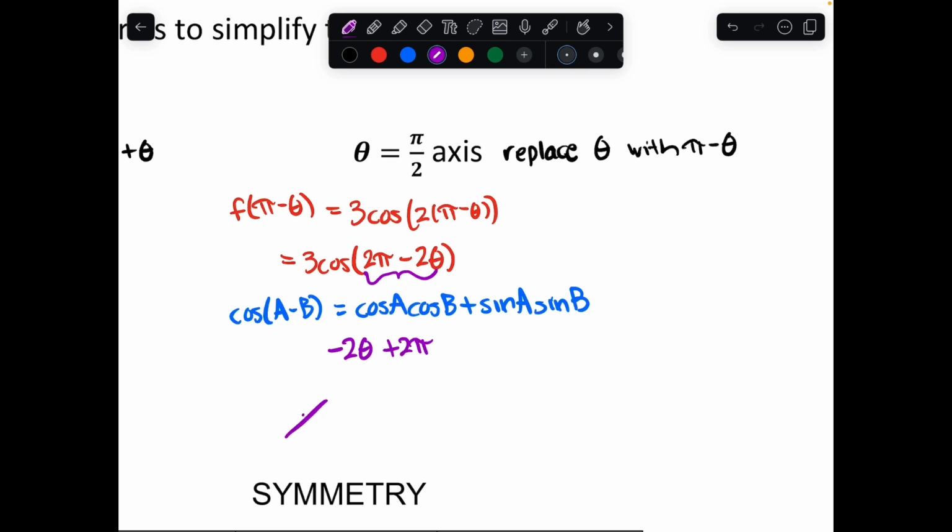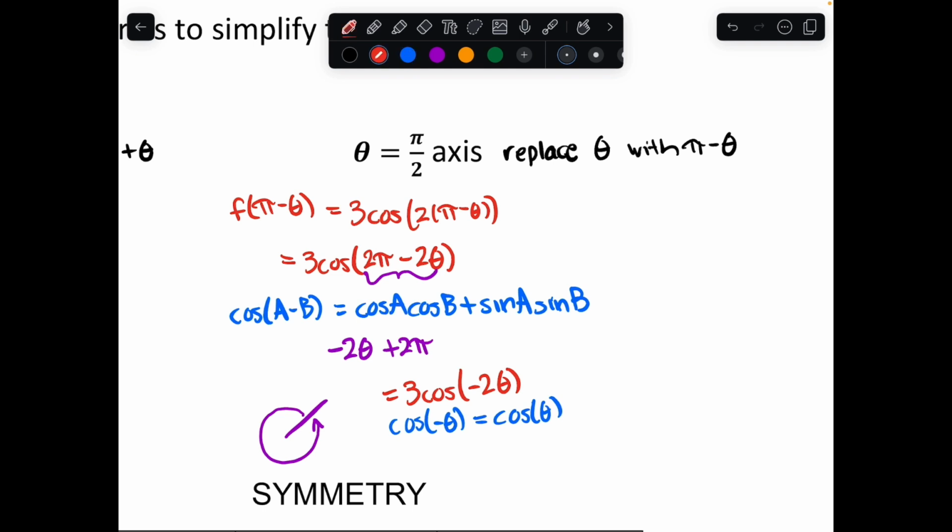So it's just going to be this angle, and I'm going to go around in a full circle and come back to where I started with. So this positive 2 pi doesn't actually do anything. So we're going to be left with 3 cosine of negative 2 theta. Now, we used the identity before, but let me rewrite it. Cosine of negative theta is actually equal to cosine of positive theta.